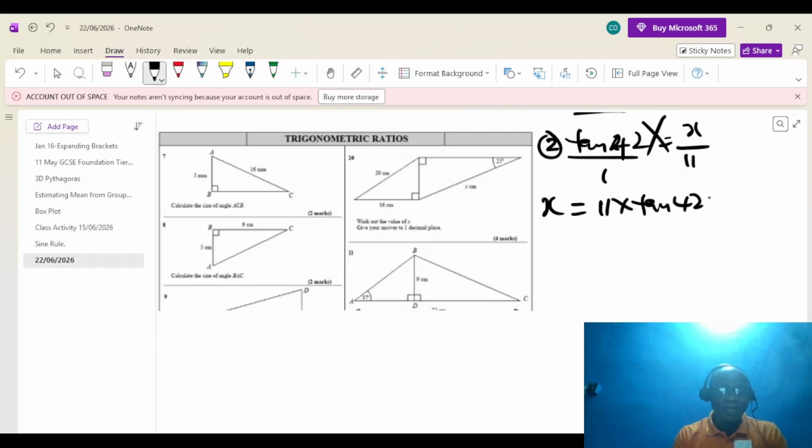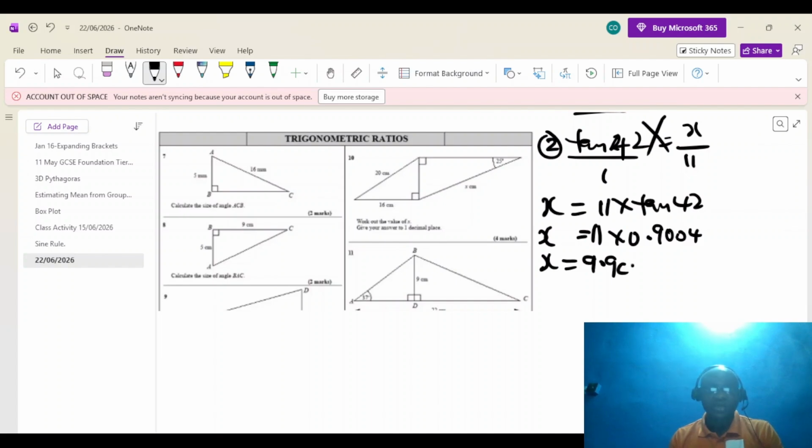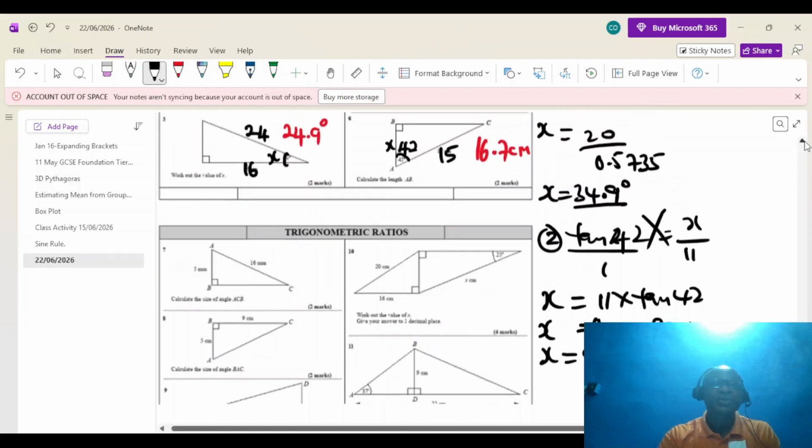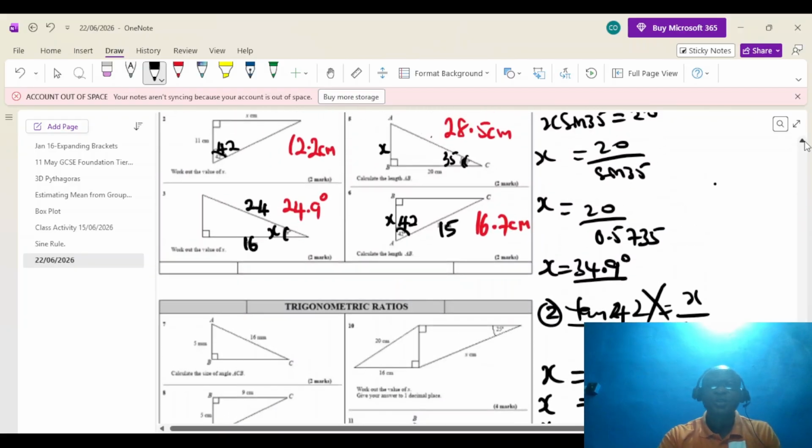Okay, so if we work it out, the value of tan 42 from the calculator is going to give us 0.9004. And when we multiply it by 11, that will give us the value of x, making the value of x to be 9.9 centimeters. So that is the correct value for number 2. So that is where you got 12.